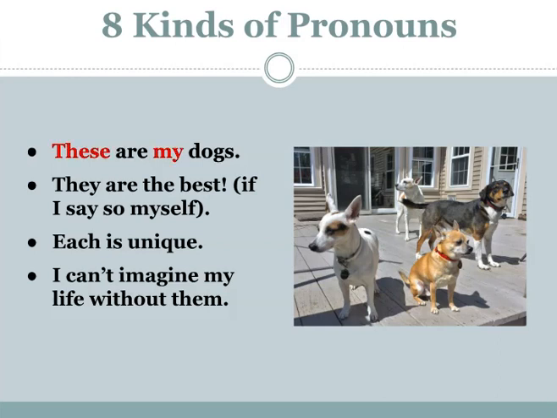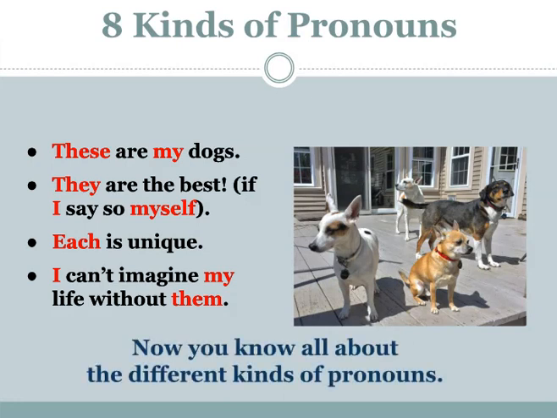These is a demonstrative pronoun. My is possessive. They and I are both personal pronouns. Myself is reflexive. Each is an indefinite pronoun. I is a personal pronoun, and so is them, and my is a possessive pronoun. So there are a couple of kinds I didn't use. I didn't use any relative pronouns in these. But now you know all about the different kinds of pronouns. I hope you're ready for a quiz on it one of these days.